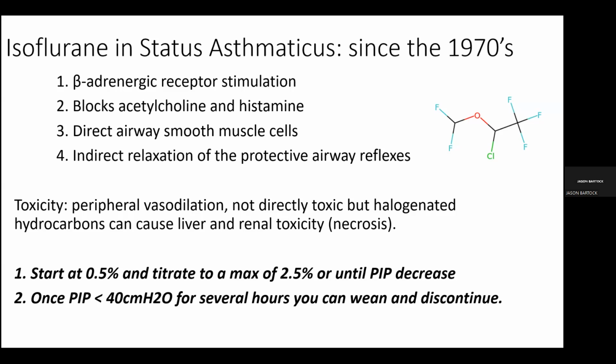There's no standardized protocol to do this, but starting at 0.5%, titrating up to 2.5% until you see an improvement in their airflow resistance is really the best thing that we've done and other institutions have done from a protocolized approach. And then once you see those airway pressures start to get low and stay low, below 40, you can probably start to titrate off your isoflurane.